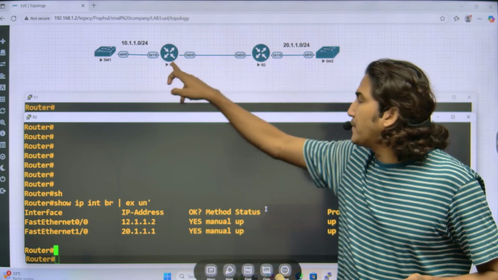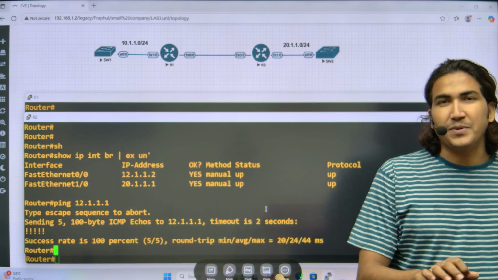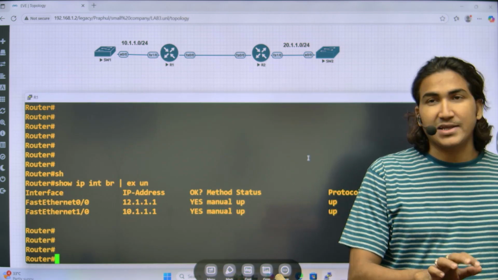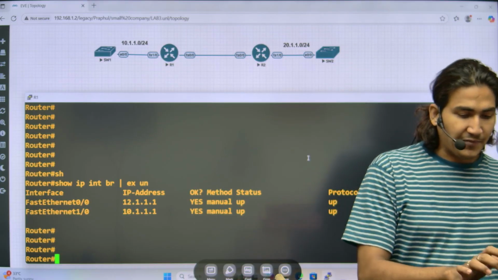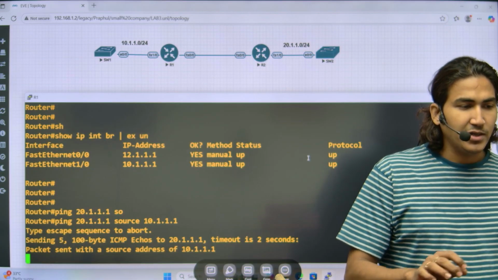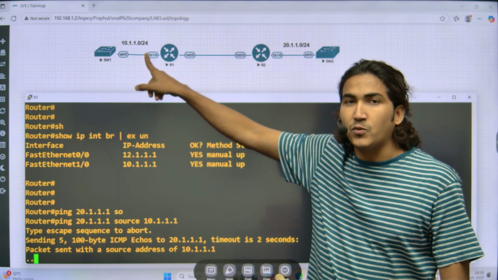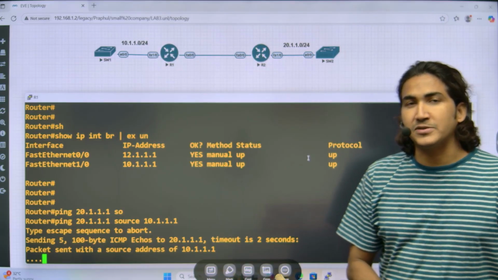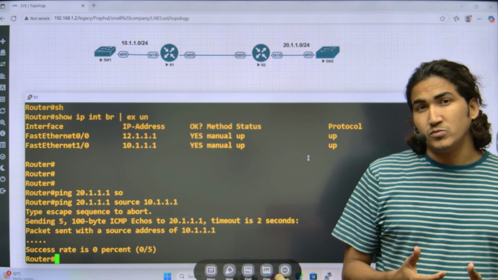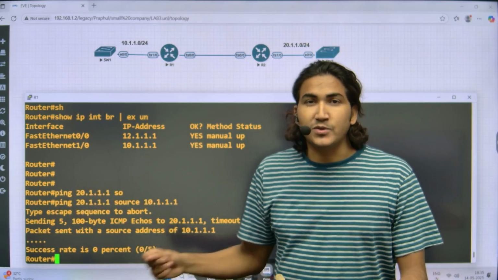From router number 2, if I ping 12.1.1.1, the ping will work. You can see ping is working, which means both the routers are able to communicate with each other. There is no issue there. But guys, LAN to LAN communication is not happening. If I ping 20.1.1.1 with source 10.1.1.1, you can see ping is not working, right? 10.1 is running on the LAN interface of router 1 and 20.1 is running on the LAN interface of router 2.